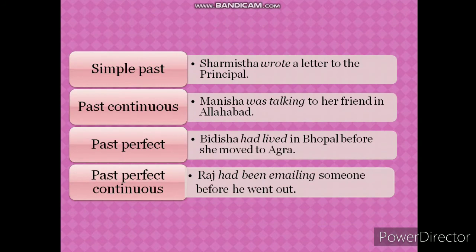Let's see the different forms of past tense with examples. Simple past. Sarmisha wrote a letter to the principal. Past continuous. Manisha was talking to her friend in Allahabad. Past perfect. Bidisha had lived in Bhopal before she moved to Agra. Past perfect continuous. Raj had been emailing someone before he went out.